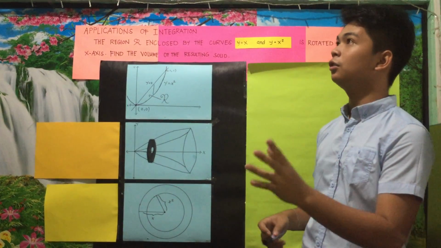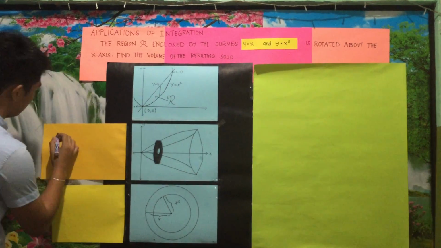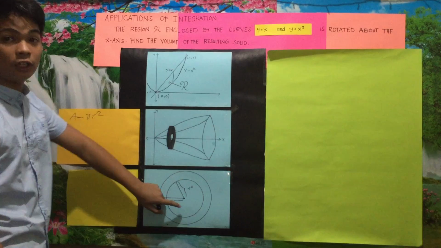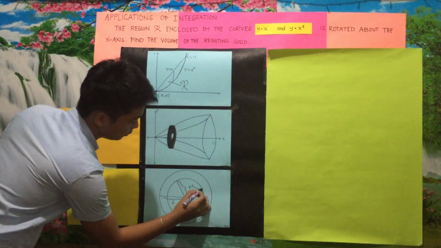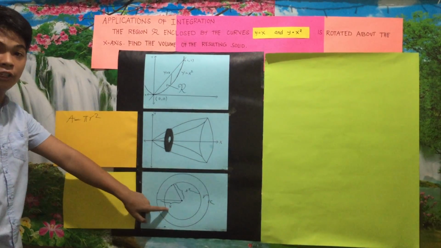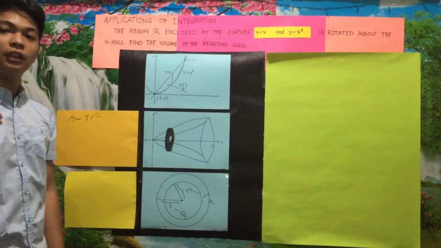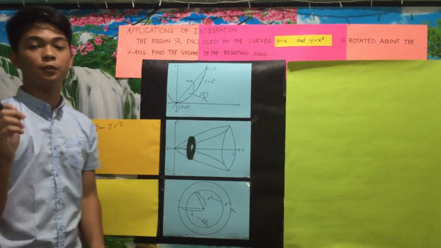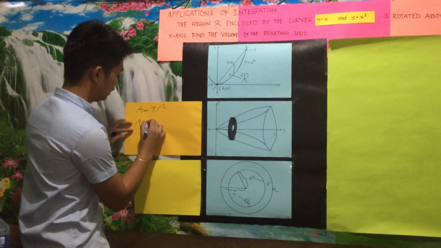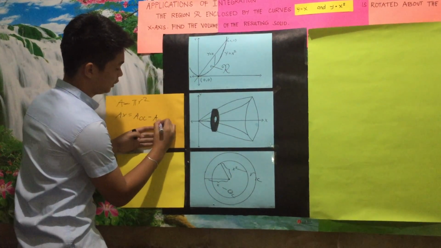But first, we all know that the formula for the area of a circle is pi r squared. In this illustration, let x squared be the radius of the inner circle and x will be the radius of the outer circle. In finding the cross-sectional area, we need to subtract: A(x) is equal to the area of the outer circle minus the area of the inner circle.